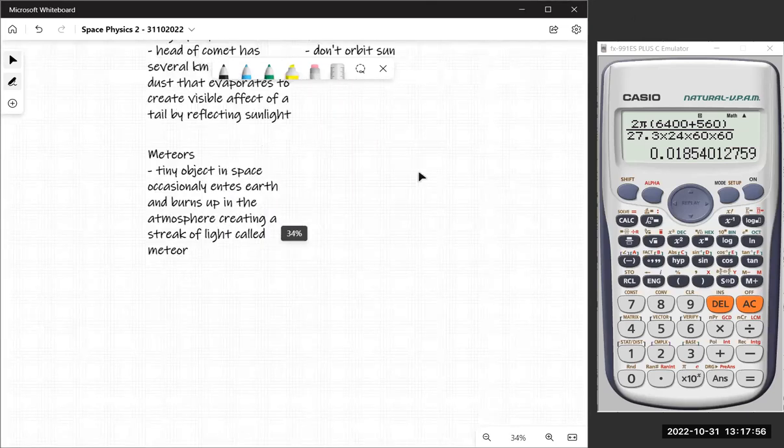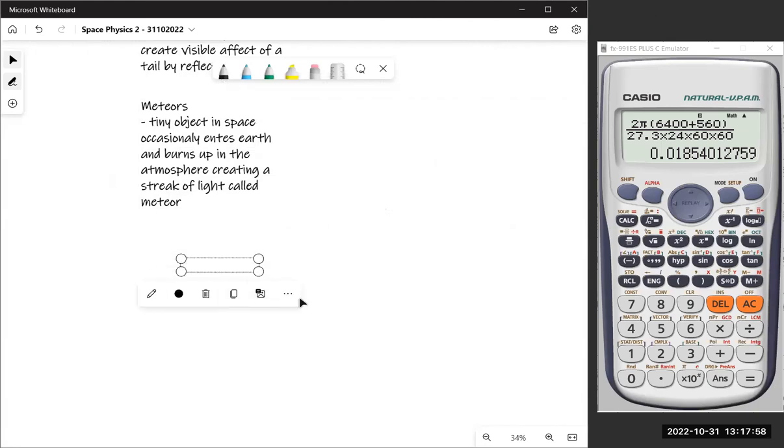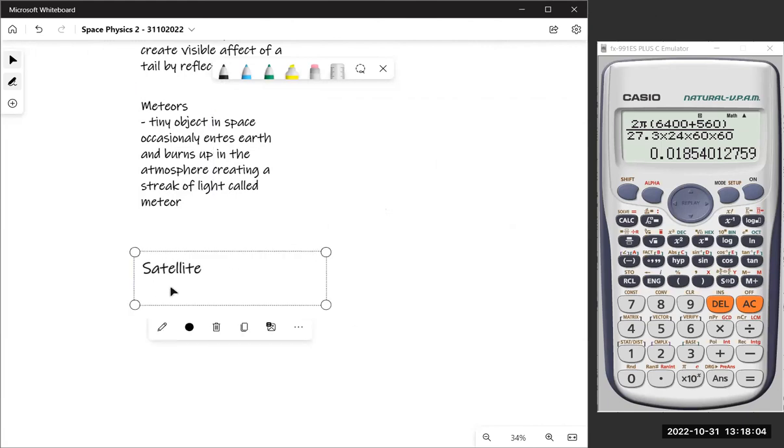To finish writing this quickly, the next thing we have is called satellite. There are two types of satellites: natural and artificial.